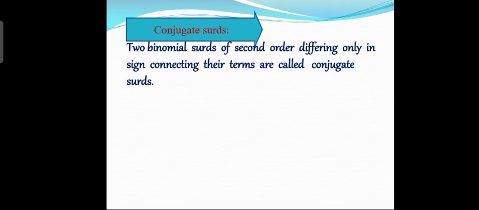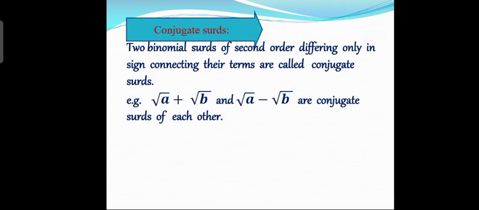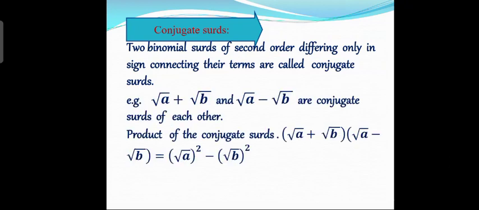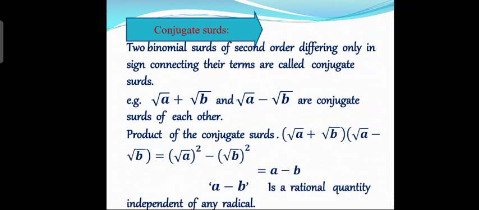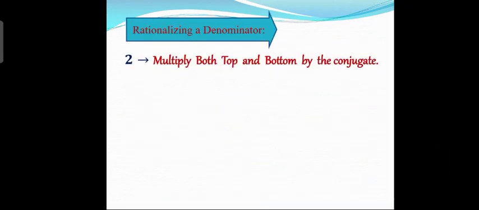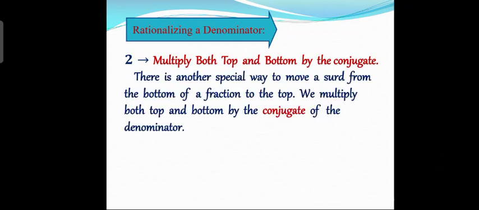Conjugate surds. Two binomial surds of second order differing only in sign connecting their terms are called conjugate surds. We have learned it. And the result of these two binomial surds is a rational number. A minus b is a rational quantity independent of any radical. So now the second way, how we can rationalize a denominator. Multiply both top and bottom by the conjugate.